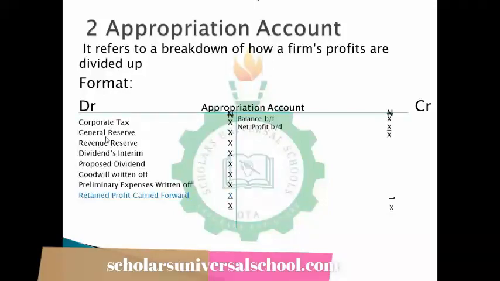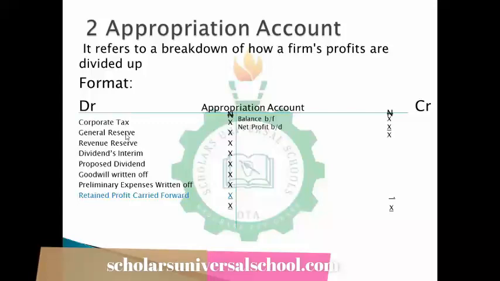The second one could be general reserves. Reserves are when you are keeping money in the business for some specific things. So we have general reserve, revenue reserve, dividend, interim and proposed dividend. I've explained dividend. Then goodwill written off: if you want to write off goodwill, you could do that out of the profits you've made. We also have preliminary expense written off.